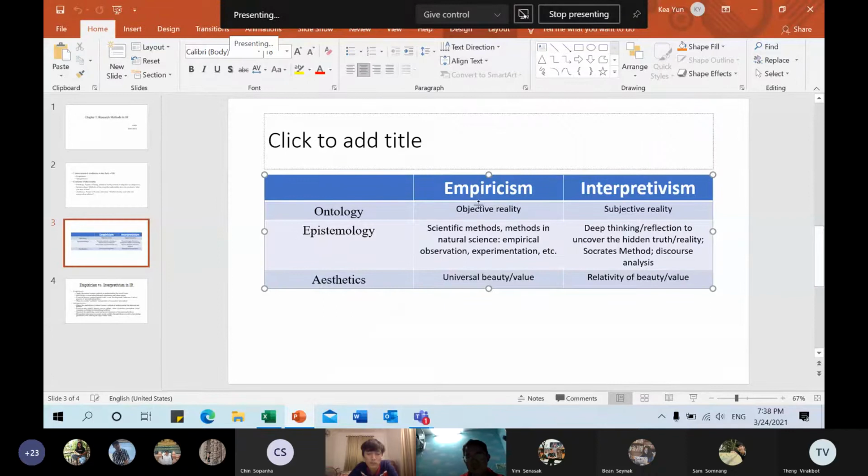So if you are an empiricist, you don't believe in God, you don't believe in ghosts. Why? Because God and ghosts cannot be proved by the scientific method. So the reality is fixed and has to be proved by the scientific method.